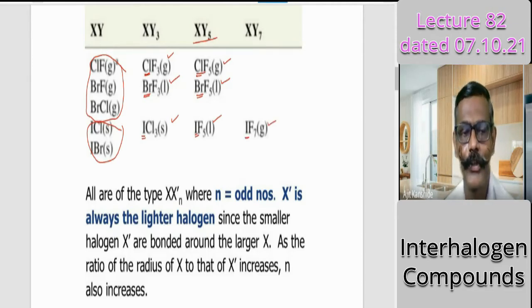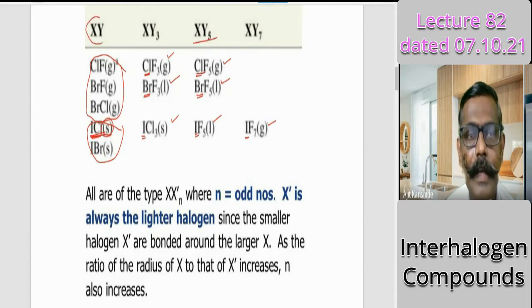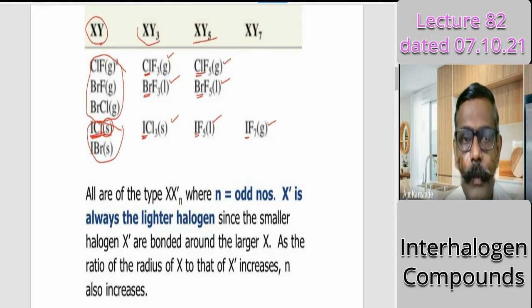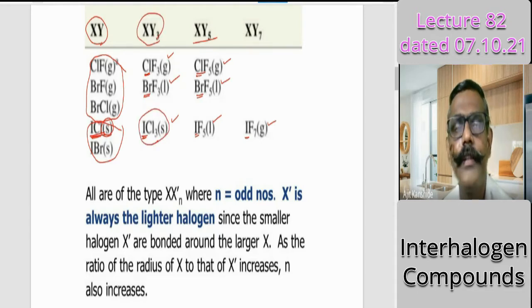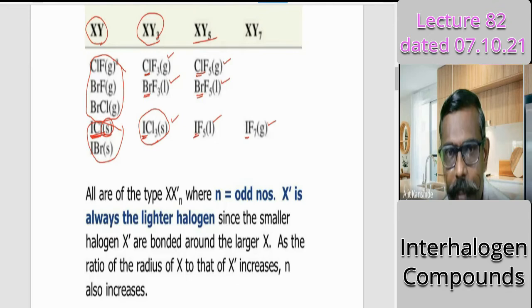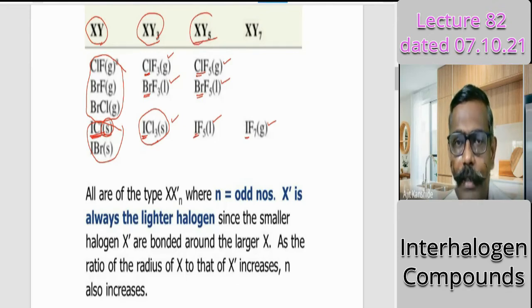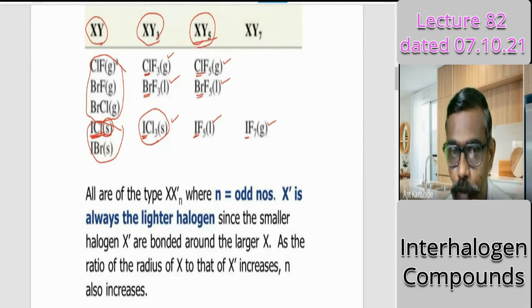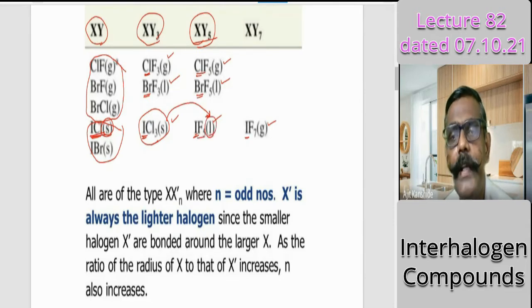Interesting thing, pay attention. When I consider iodine as the central atom, when the category is XY3, it is solid. When iodine is central and the category is XY5, meaning the number of peripheral atoms is increasing, now see, the solid is changed to liquid. It is liquid in nature.